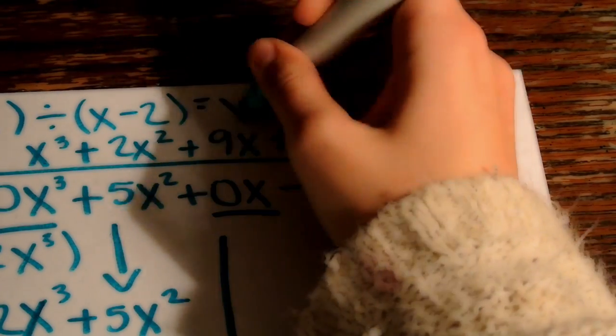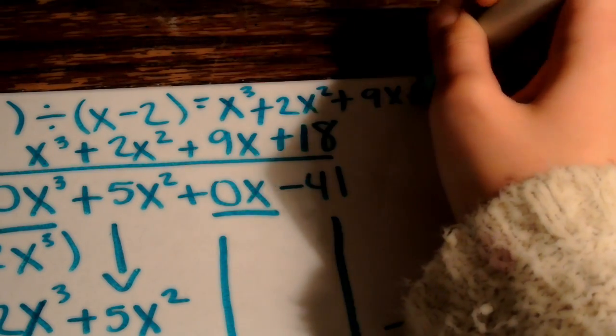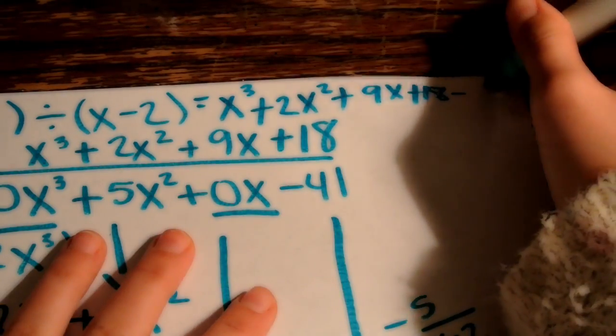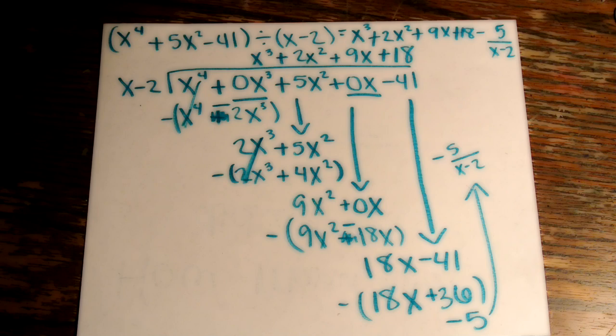So then your final equation is x cubed plus 2x squared plus 9x plus 18 minus 5 over x minus 2. And make sure to put it over that x minus 2. And then that is it.